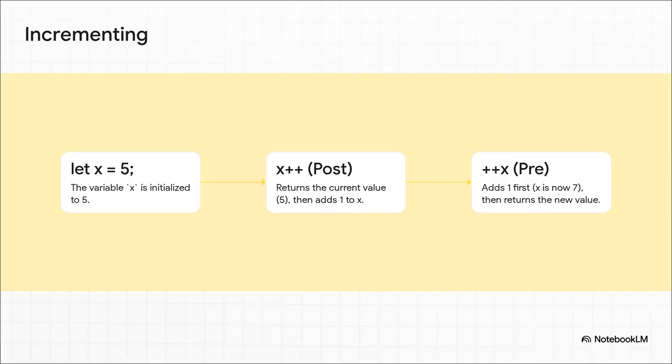A lot of the time, you just need to add 1 to a variable. We call that incrementing. But you gotta watch out, because the timing is everything. If you type x++, the code uses the variable's current value, which is 5 in this case, before it adds 1. Then, in the next step, x is now 6. But if we use ++x, it adds 1 first, making x jump to 7, and then it uses that new value. This little difference between use then change and change then use causes so many bugs, so it's a really good one to get straight in your head.